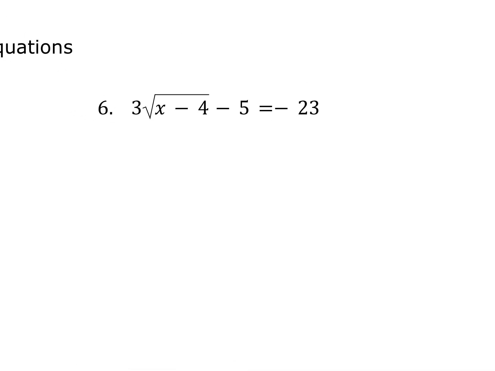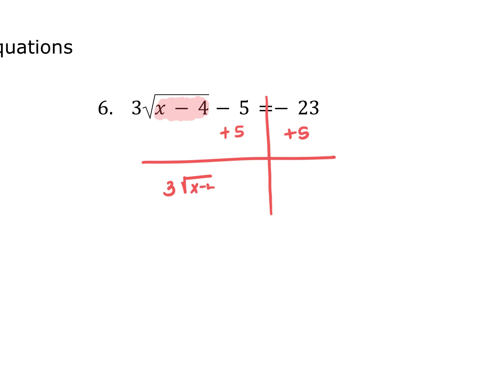Let's look at number 6. I'm going to start the same way. Isolate what's under the radical. So just these pieces are under the radical. Okay, we use reverse PEMDAS in order to decide if we multiply or if we add or subtract first. Remember, in PEMDAS, adding and subtracting comes last, so we want to add and subtract first. So because I have a minus 5, to get rid of that, I'm going to say plus 5. So I have 3 times the square root of x minus 4 under the radical, and that's going to equal negative 18.